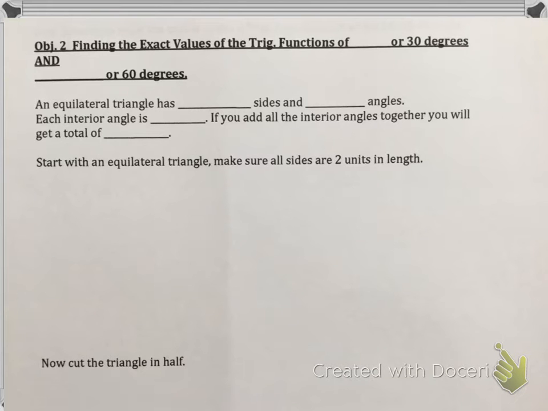Objective 2, finding the exact values of the trig functions of 30 degrees, or pi over 6, and 60 degrees, or pi over 3. An equilateral triangle has 3 equal sides and 3 equal angles. Each interior angle is 60 degrees. I get that by taking 180 and dividing it by 3. And if I add those 3 angles together, or take 60 degrees multiplied by 3, we get 180 degrees.